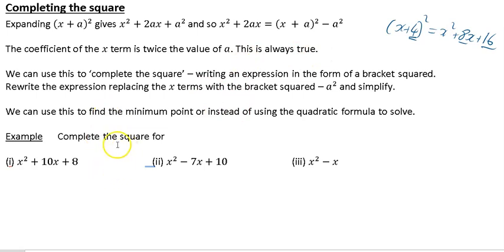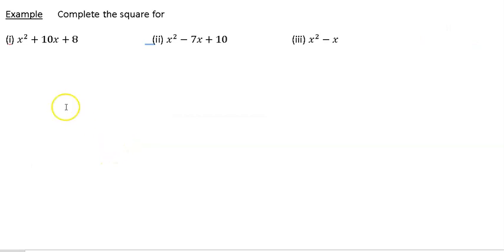So the first thing we're going to do is complete the square for these expressions. So here in this first one, we're just going to go equals, and all we're going to do is rewrite this as x plus, and we're going to half the coefficient of that thing. So that's 10, so it gets halved to give you the 5, and that gets squared. We've still got our plus 8, but you must remember then to take away the 5 squared.